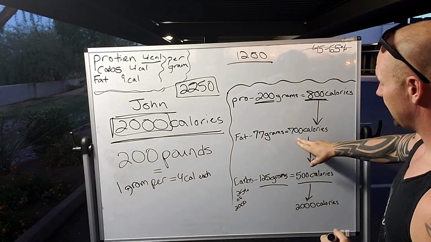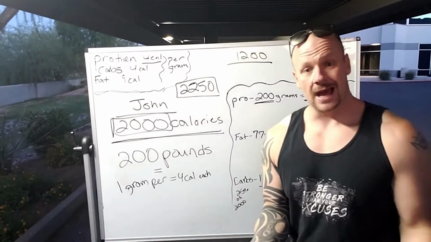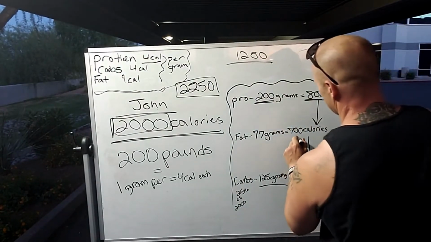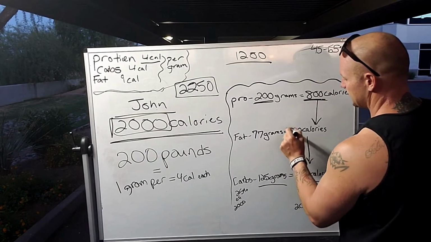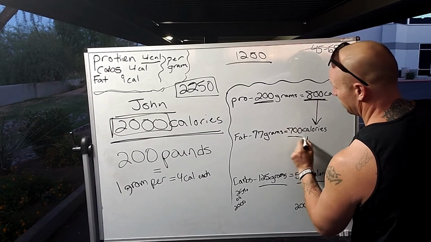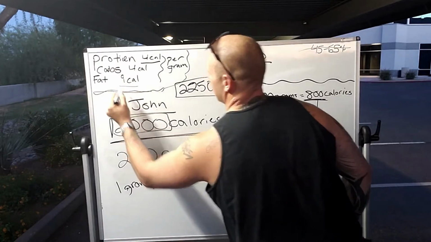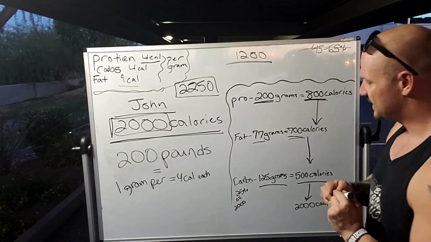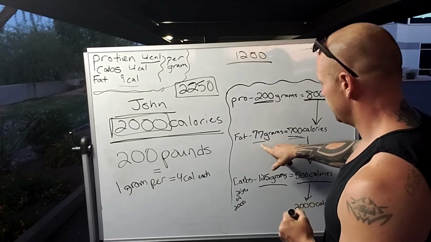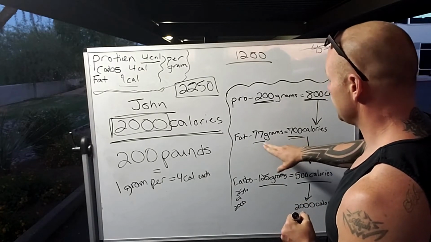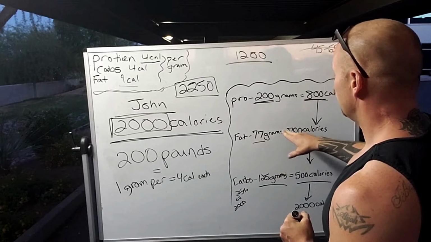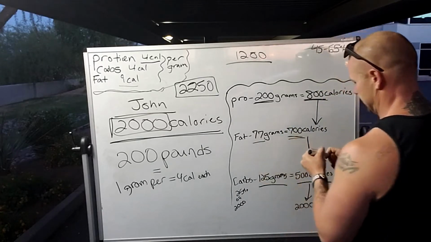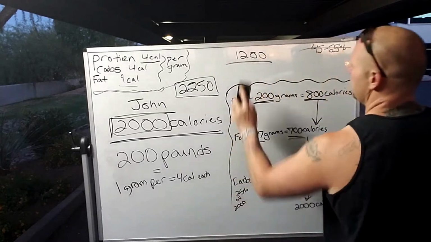So I have 700 calories left. I'm gonna add in my fat, that's it. So 700 calories, 700 divided by 9 equals 77. I have 77 grams of fat left to add in. So my macros are going to be here.